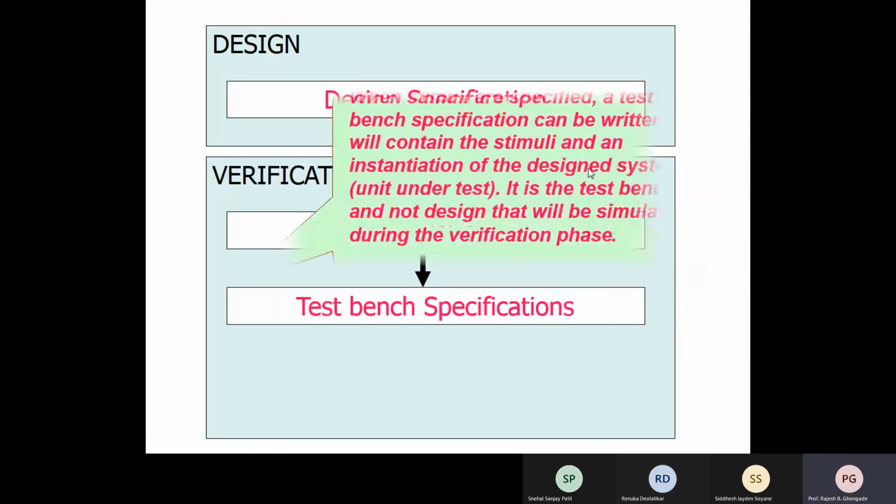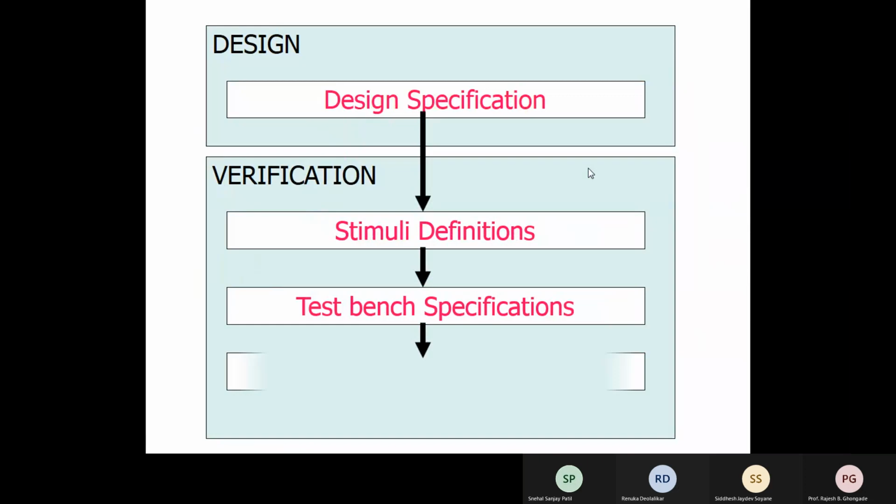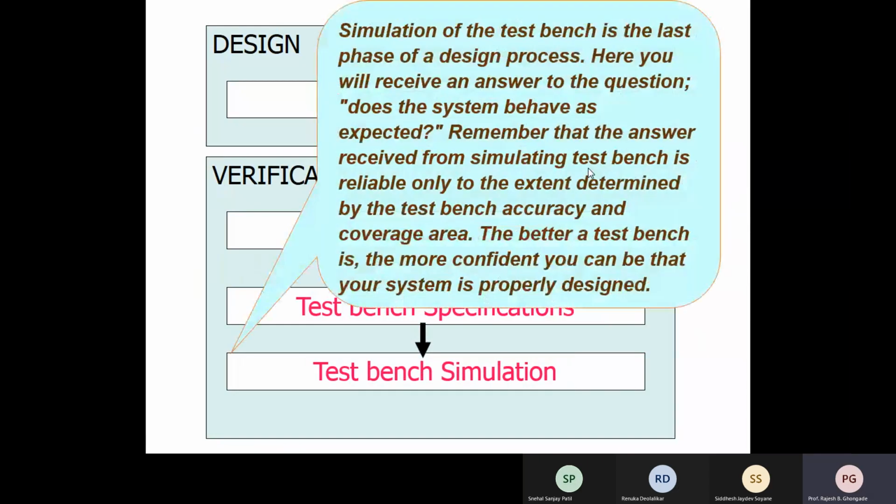Then you have the test bench specifications, where when stimuli are specified, the specification of the test bench can be written. It will contain the stimuli and instantiation of the design system, that is the unit under test. Then you have the test bench simulation. Simulation of the test bench is the last phase of the design process. Here you will receive an answer to the question, does the system behave as expected?